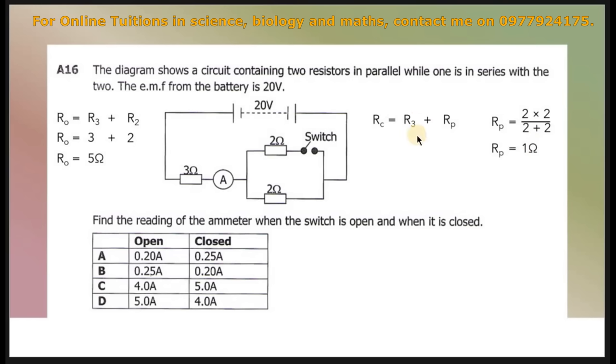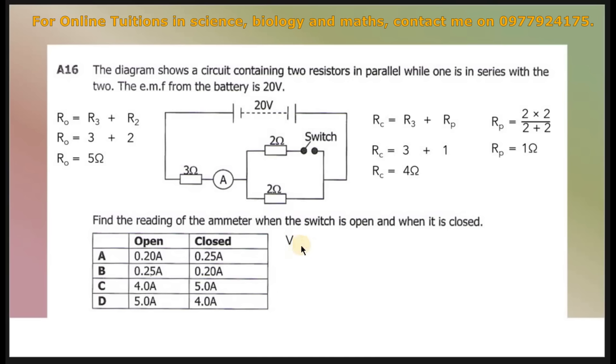So you substitute here. The total resistance when the switch is closed is R3, which is 3, plus RP, the parallel resistance, which is 1. So the total resistance in the circuit when the switch is closed is going to be 4 ohms. Now, after you do that, you calculate the current when it is open and the current when it is closed.